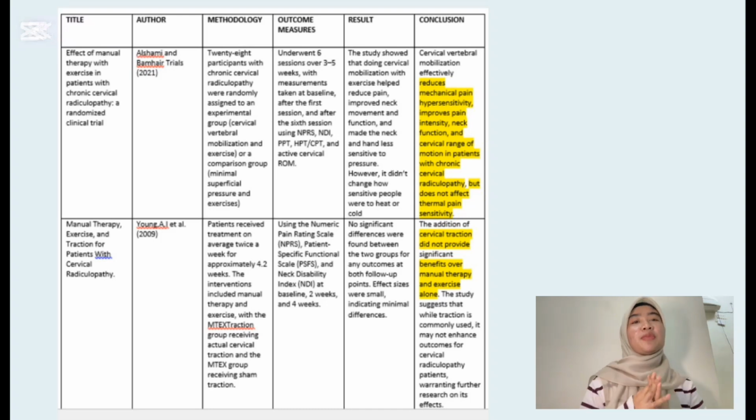Next, we have research by Young and colleagues. The results show that both groups that received manual therapy and exercise showed improvement. However, adding cervical traction did not have any significant benefit. The study suggests that cervical traction may not enhance treatment outcomes, but further research is needed.